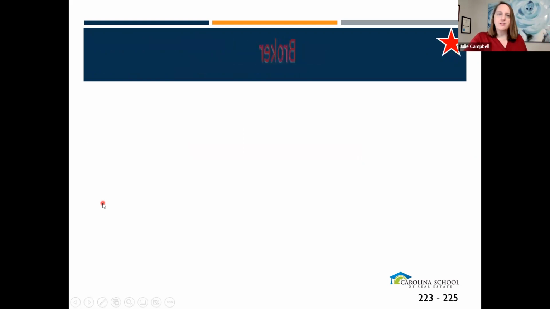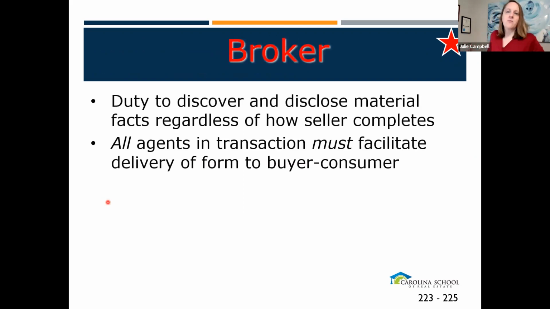With the Disclosure Act, again, what does that Disclosure Act mean for us? Well, we always have that duty to discover and disclose material facts, regardless of how the seller completes. I do not care how the seller completes that form. They get to hide behind caveat emptor. You and I do not. We have to follow license law and commission rule. And all agents in the transaction, we're going to work to get that form from the seller to the buyer.